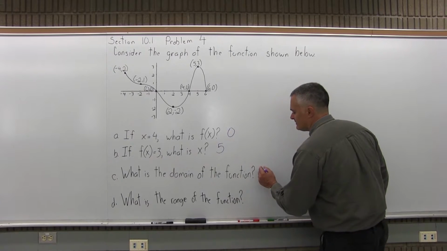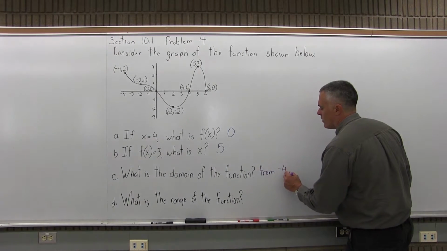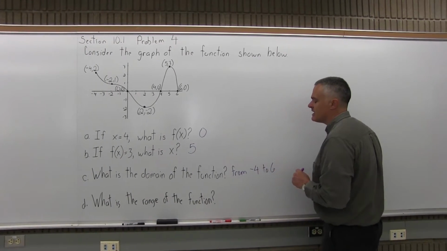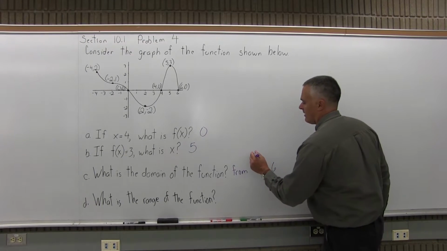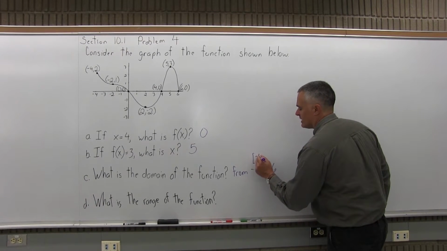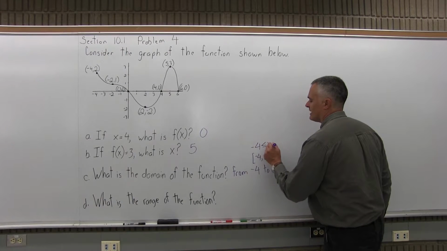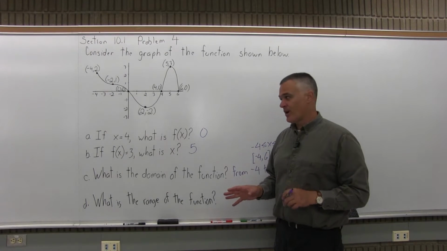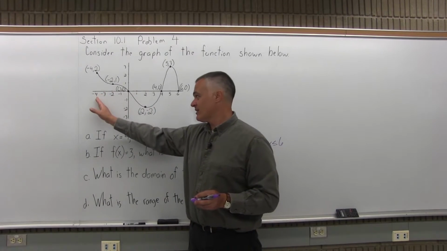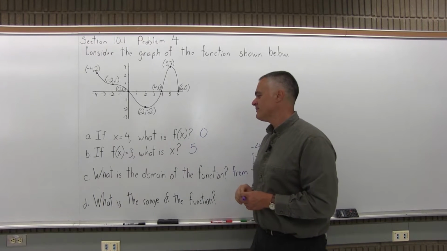So the domain is from -4 to +6. Now that can be written in a variety of ways mathematically. You can use the bracket notation, -4, +6, a bracket on both. You could have -4 is less than or equal to x is less than or equal to 6. However you get the point across that it covers x values from an x value of -4 all the way up to an x value of +6, that's the domain.